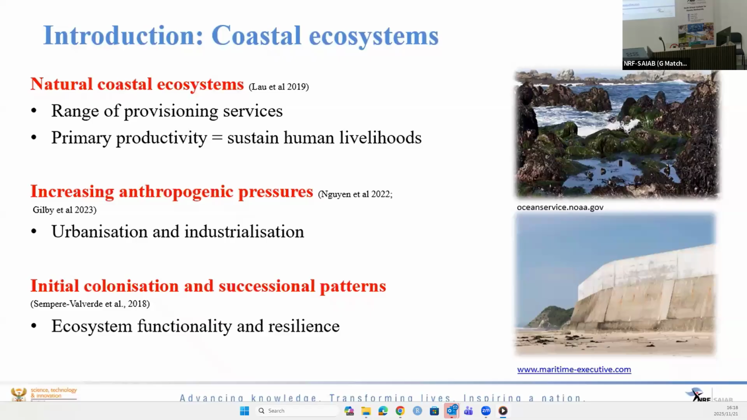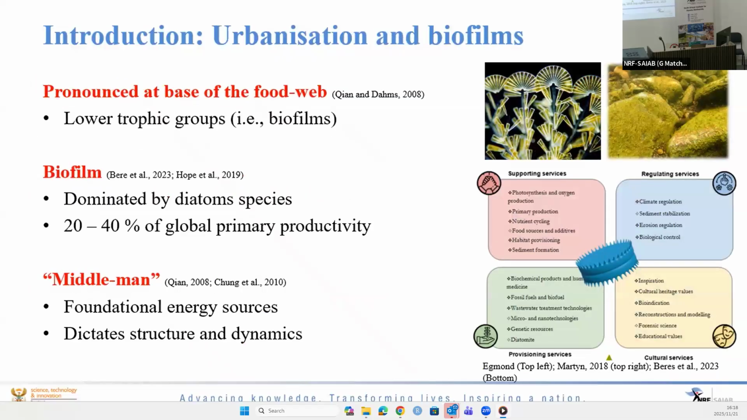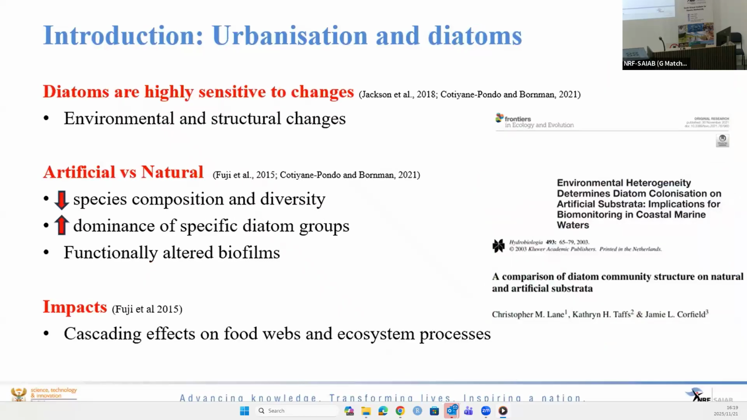And this is known to negatively affect the initial colonization and successional patterns of coastal species, subsequently impacting ecosystem functionality and resilience. So changes in habitat structure are particularly more pronounced at the base of the food webs in lower trophic groups such as biofilms, which are ubiquitous masses of microbial communities that are dominated by diatom species in coastal environments. So diatoms are essential as they account for between 20 to 40% of the global primary productivity and act as a middleman in providing energy sources to higher trophic groups, therefore dictating the structure and dynamics of coastal species.